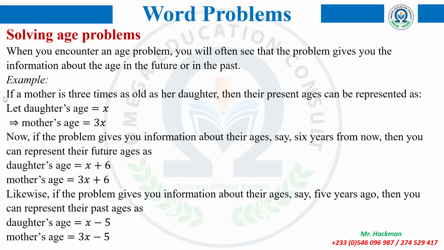So for example, if a mother is 3 times as old as her daughter, then their present ages can be represented as... You don't know the mother's age, you don't know the daughter's age. And usually this is the advice, because we want to avoid fractions, this is what we do. We usually represent the one with the least age, or the smaller age.